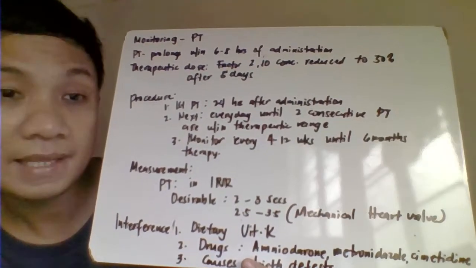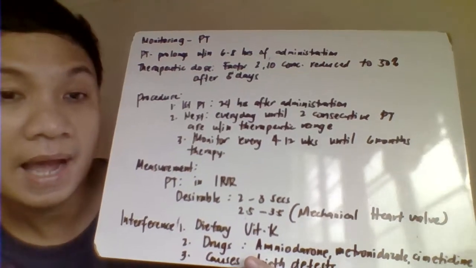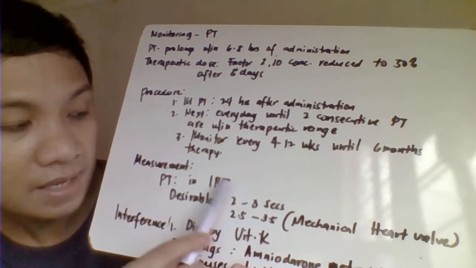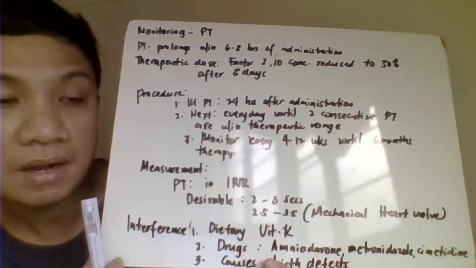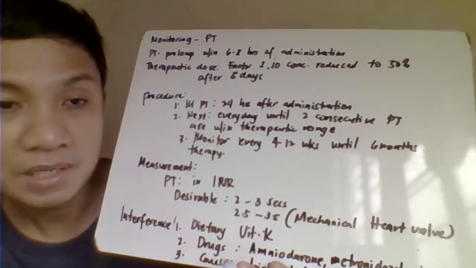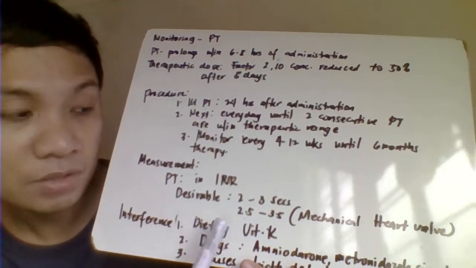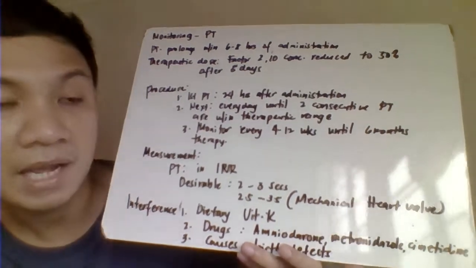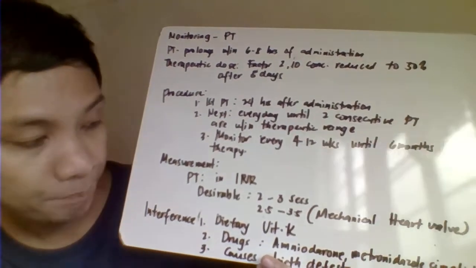Okay, for the reporting of the PT results, we tend to report the result in terms of the clotting time, percent activity, and INR. Okay, for the INR, the desirable level should be 2 to 3. But it could go as high as 2.5 to 3.5 if the patient has a mechanical heart valve problem.